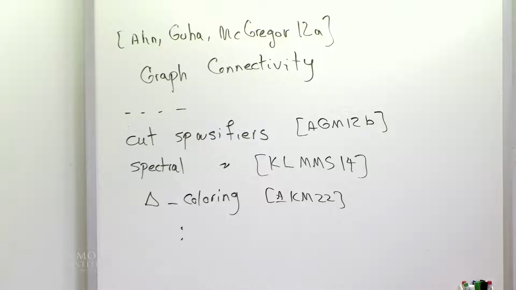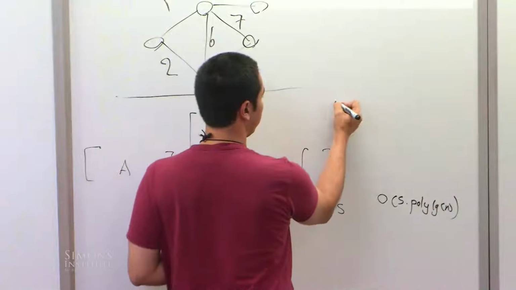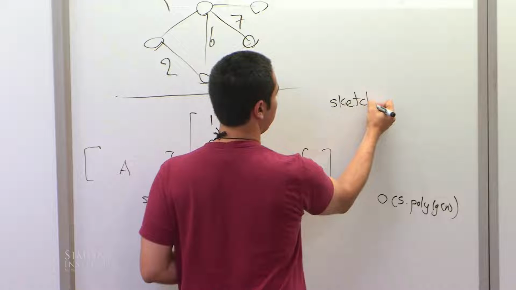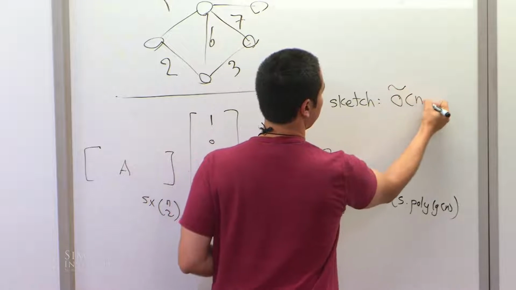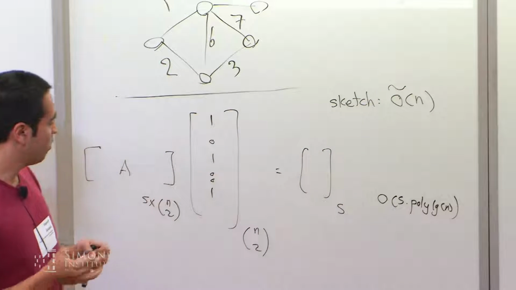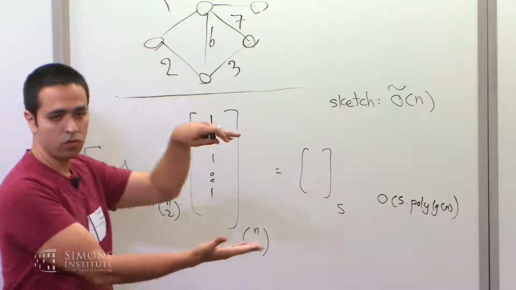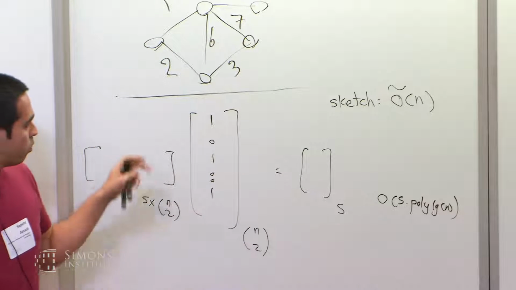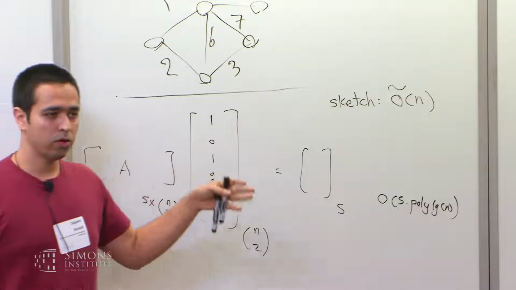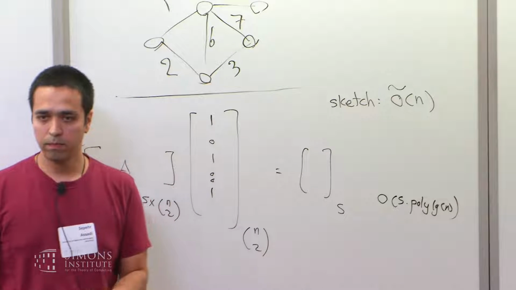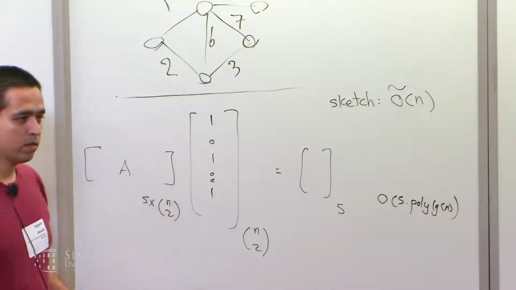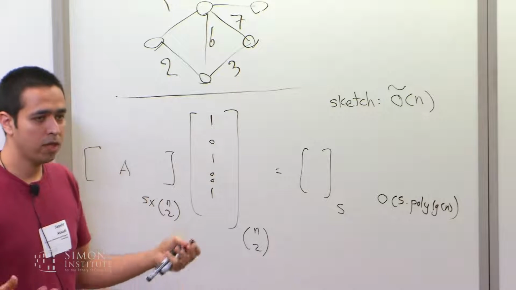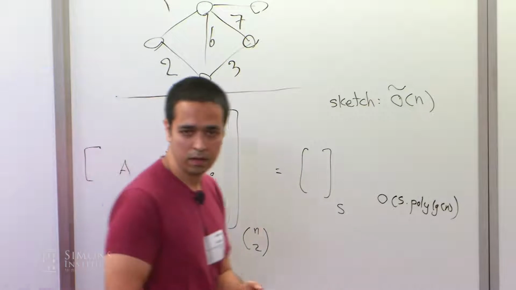So one thing I forgot to mention here, we want sketches of size O tilde n. So I'm having a very large vector, and I want to compress it down to something which is proportional to the number of vertices. And for most of these problems, it's very easy to argue that you cannot go below that. If you're outputting n edges in a matching, you cannot compress to something less than that.